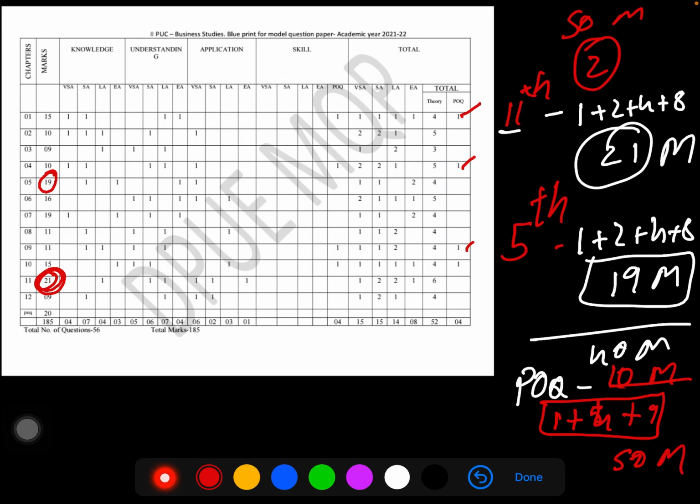This is one more easiest way. You only have to cover 2 chapters, the 11th one and the 5th one, completely, and the POQ from whichever chapters have a POQ. You're going to score 50 marks very easily. This is one more strategy to score 50 marks. I hope it is very clear and very easy to score 50 marks in the main exam also.